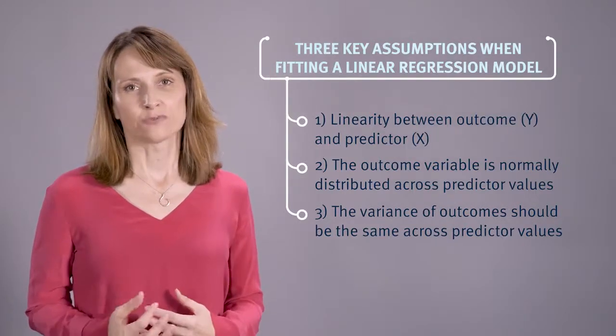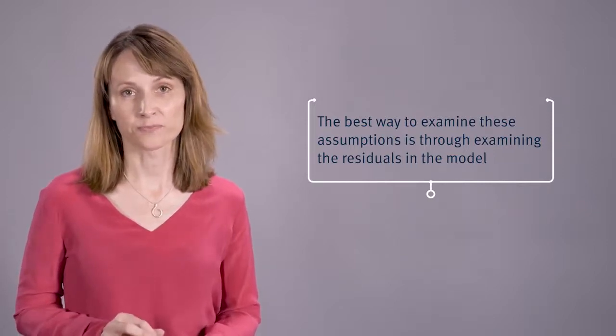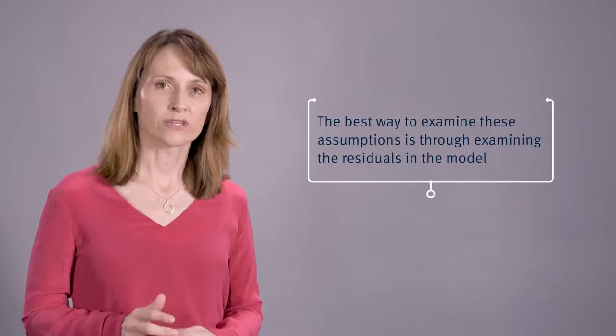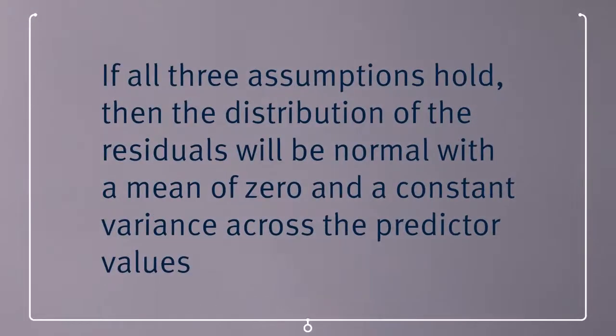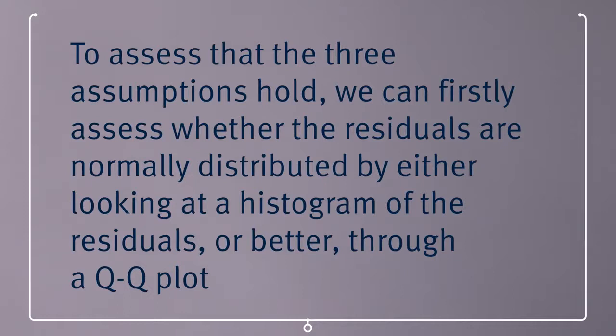We can get a reasonable idea of whether or not these assumptions hold for one predictor just by examining a two-way scatter plot. But a better approach is to examine the residuals from the model. From the previous lecture, you'll recall that the residual is the distance between the observed value and the fitted regression line. If all three of these assumptions hold, then the distribution for the residuals will be normal with a mean of 0 and a constant variance across the predictor values. And there are three useful plots we can use. We can first assess whether the residuals are normally distributed by either looking at a histogram of the residuals or, better, a QQ plot. And both of these can be easily produced in R.